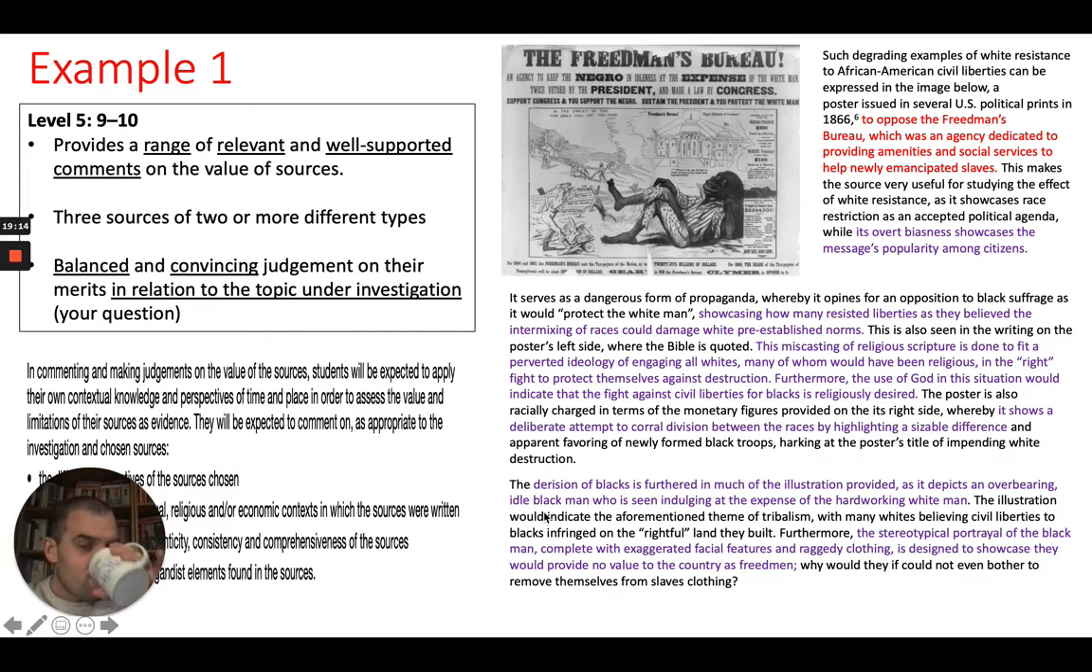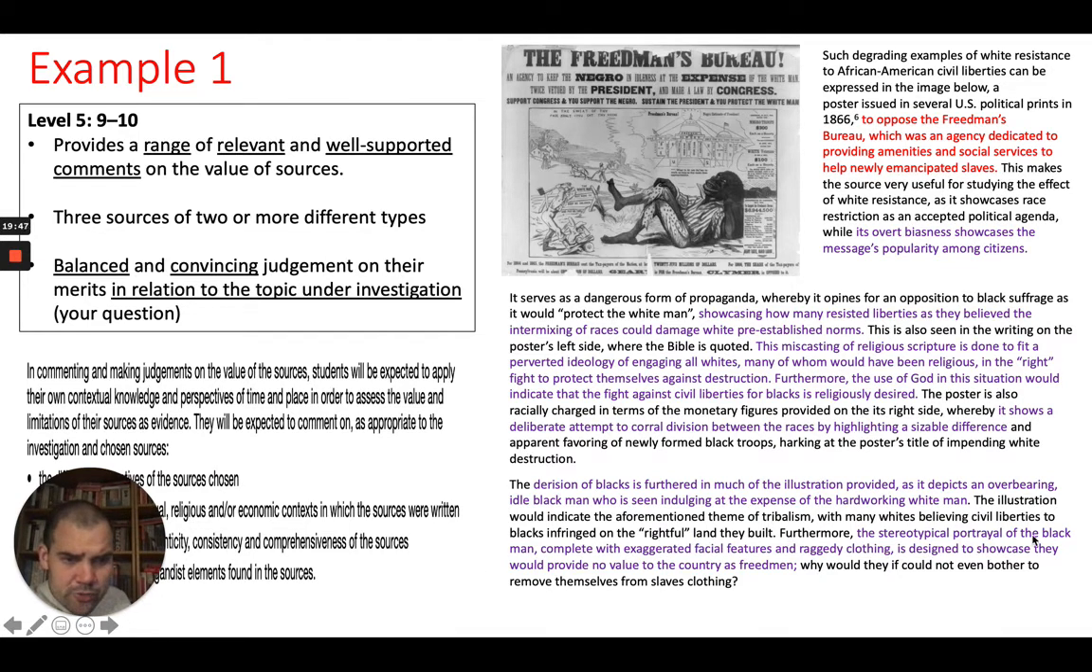The division of blacks is furthered in much of the illustration provided, as it depicts an overbearing, idle black man who is seen indulging at the expense of the hard-working white man. So again, he's describing what the source is actually showing us, but then he's explaining the value of it. Okay, so what does that show us about white resistance? So you can see here the caricatured African-American and the white man over here working very hard. The illustration would indicate the aforementioned theme of tribalism, with many whites believing civil liberties to blacks infringe on the rightful land they built.